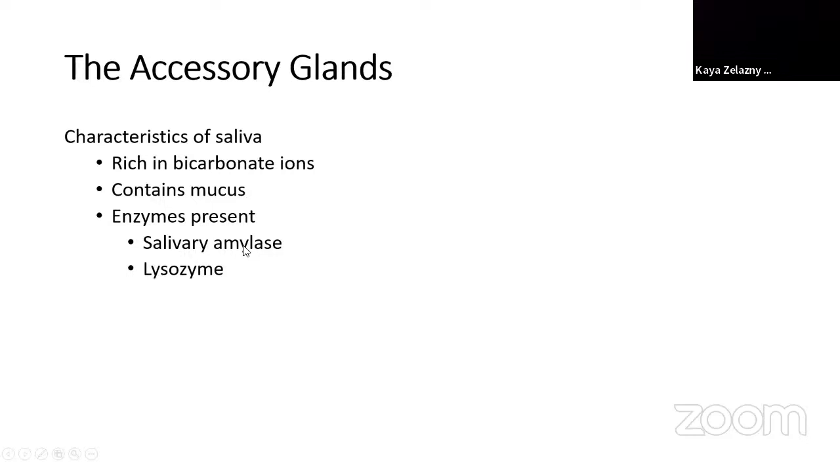The salivary amylase is going to start by breaking up carbohydrates. So we know it's an enzyme, and we also have some lysozyme here. This is basically just breaking down other things that you're eating. So remember the salivary amylase particularly.